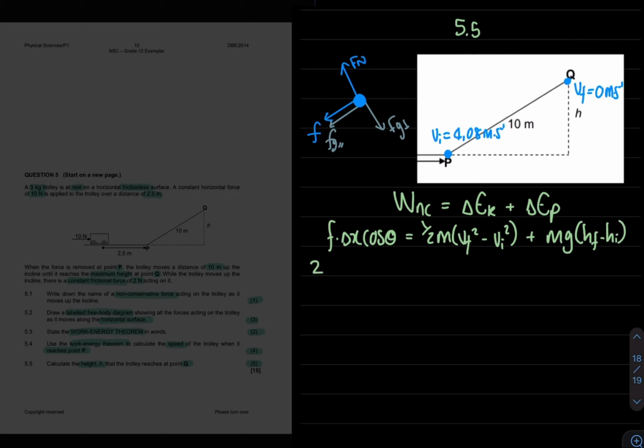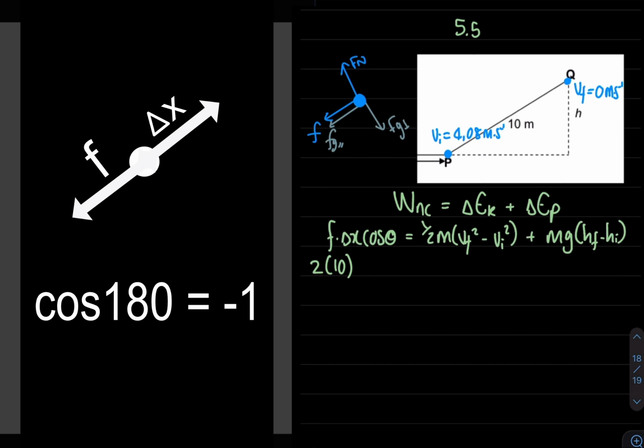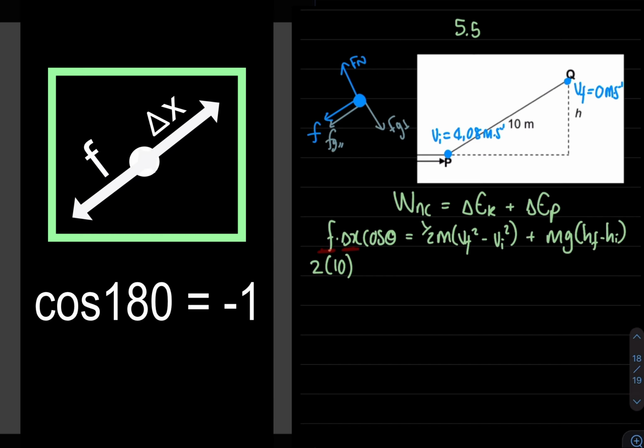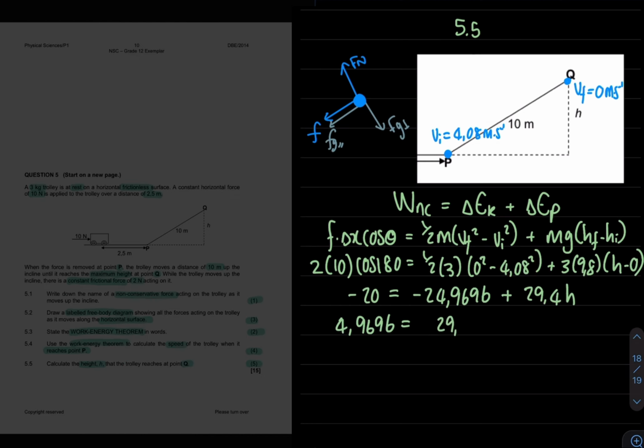The frictional force was given as 2 newtons and the inclined plane is a total of 10 meters in distance. The angle between the frictional force and my displacement is 180 degrees. Here my final height is h and my initial height is 0, seeing as it is on the ground level. My final velocity is at point Q, which is 0, and the initial velocity is here at point P, which we calculated as 4.08. Which then gives us a height h of 0.17 meters.